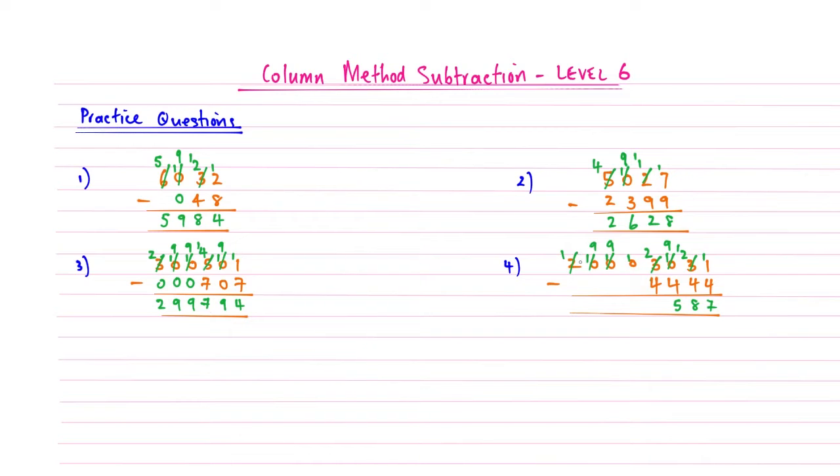I mean, it is slightly ridiculous, but you could get a question like this. This then becomes a 9. Now it becomes a 12. So now we can subtract. 12 subtract 4 gives us an 8. And then 9 subtract nothing is 9. 9 subtract nothing is 9. Next column, 9 subtract nothing is 9. And then that gives us a 1. Okay, and so the answer to that one is 19,998,587. So hopefully you've seen where you've gone wrong there on level 6.